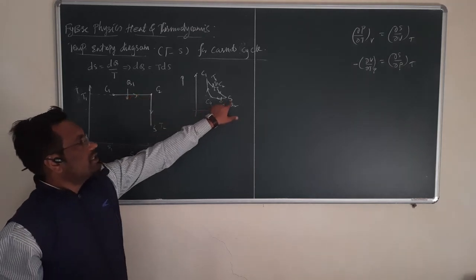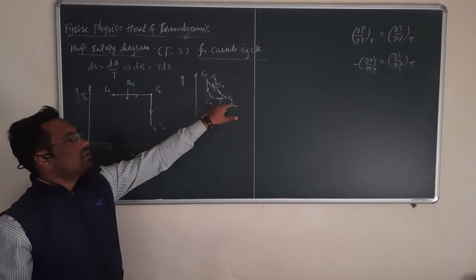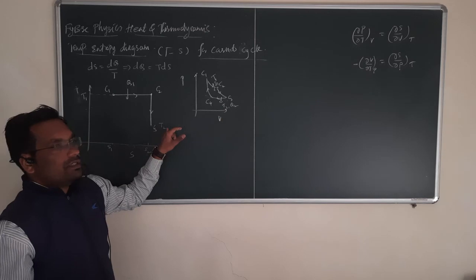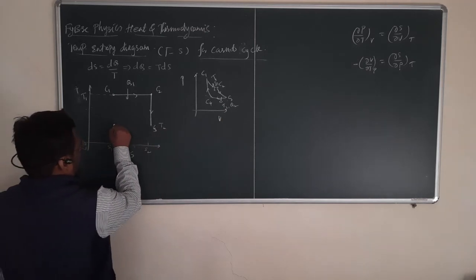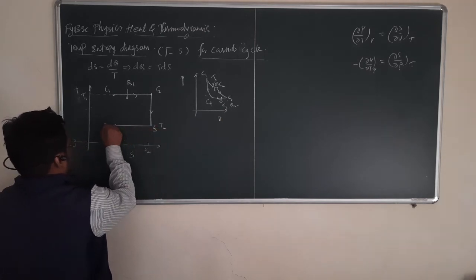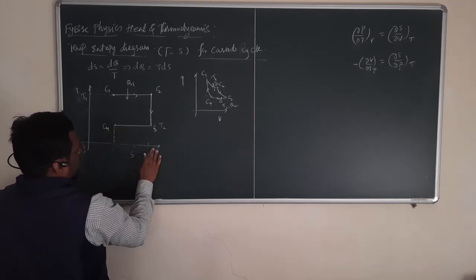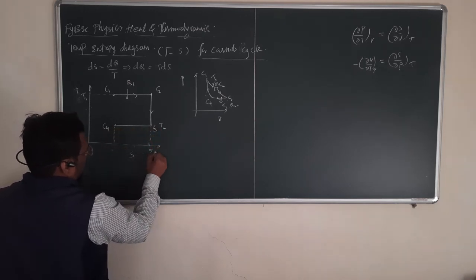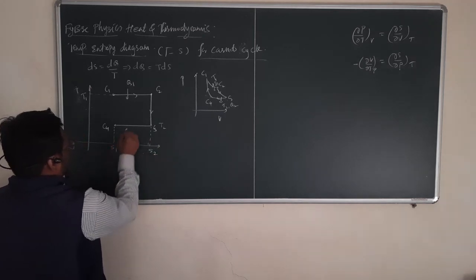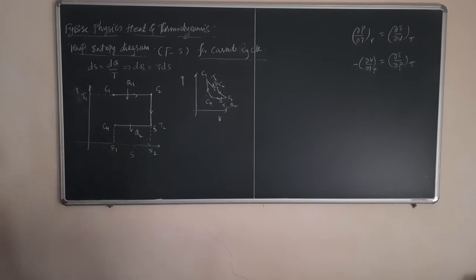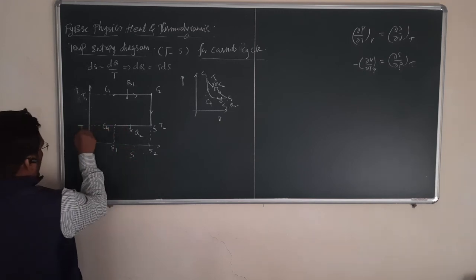Now along C3, C4, heat energy Q2 is rejected at temperature T2. So temperature T2 remains constant. So we can show that like this. And entropy reduces. Here entropy is S2, here entropy is S1. The amount of heat energy rejected is Q2 at temperature T2. So this is the temperature T2.